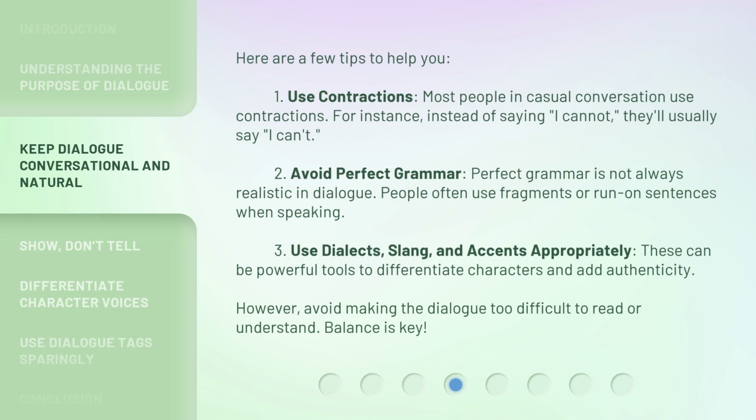Here are a few tips to help you. 1. Use contractions. Most people in casual conversation use contractions. For instance, instead of saying, "I cannot," they'll usually say, "I can't." 2. Avoid perfect grammar. Perfect grammar is not always realistic in dialogue. People often use fragments or run-on sentences when speaking.